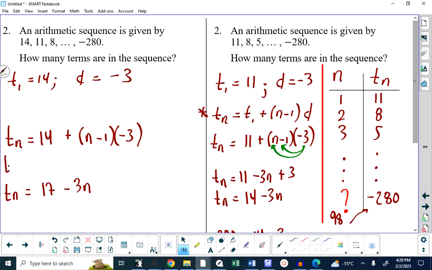Because I guess I'll show this to you. I shouldn't be so lazy. You've got 14, and we need to multiply this negative 3 in. And that will give us negative 3n plus 3. And that's where the 17 minus 3n comes from.